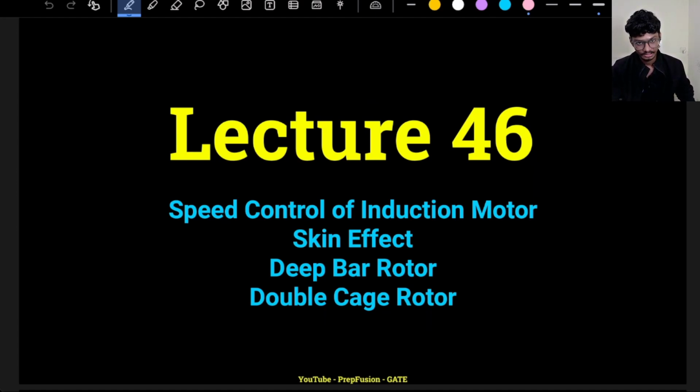I'm Manish and today we will start with lecture 46 of our induction motors chapter, right? So today we will discuss speed control of induction motor. Also we will discuss a few theoretical points like what is skin effect, what is a deep bar rotor. We do something in the construction of the motor so that it can give better performance, better speed control, better torque, better power, right? All those things, lesser slip. So to do that we have to do a few modifications on our induction motor, like deep bar and double cage rotor, right? Also there is an effect known as skin effect, so that also we will discuss.